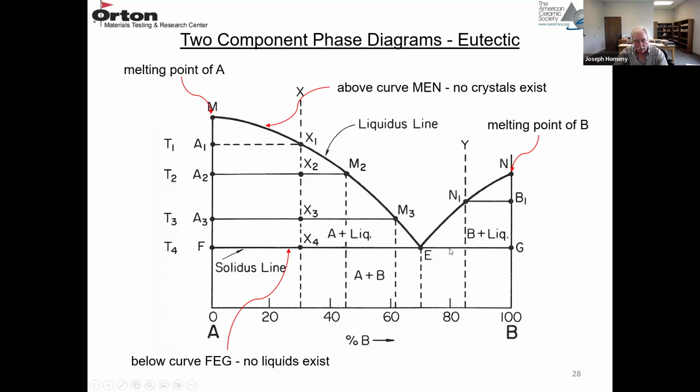This solid line is known as a solidus curve. So that's F, E, G. If we go below the solidus line, it's all crystals present, there's no liquid. So we have A and B present. Below the solidus line, everything is solid. Above the liquidus line, everything is liquid.